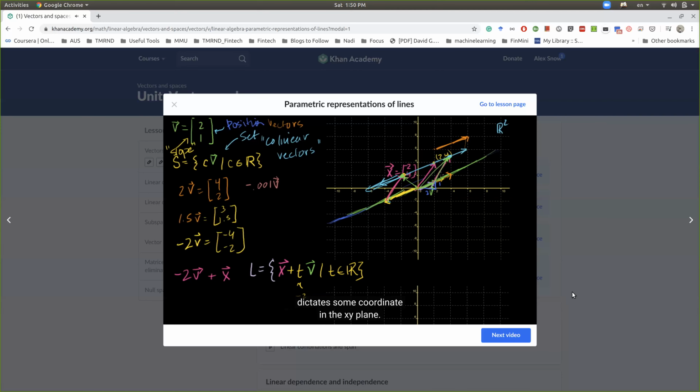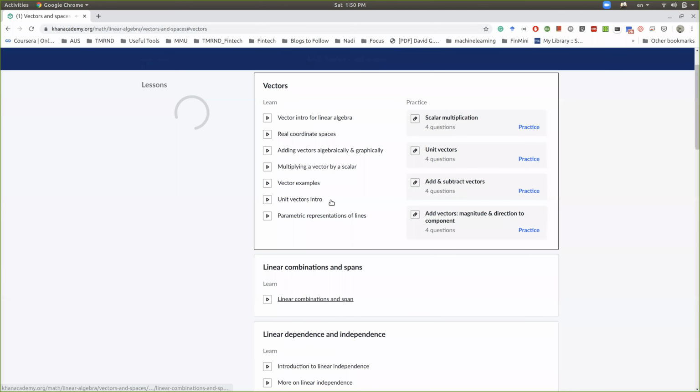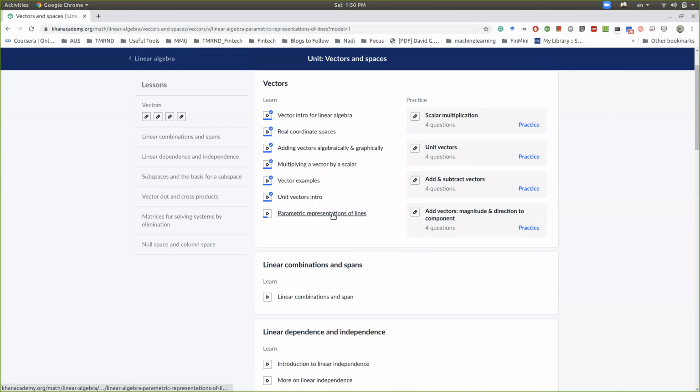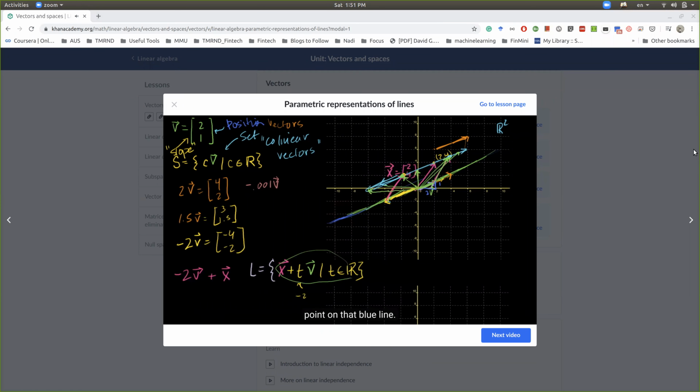So there's that point. So I can get to any of these vectors. This is a set of vectors right here. And all of these vectors are essentially going to point to something. If I draw them in standard form, they're going to point to a point on that blue line.